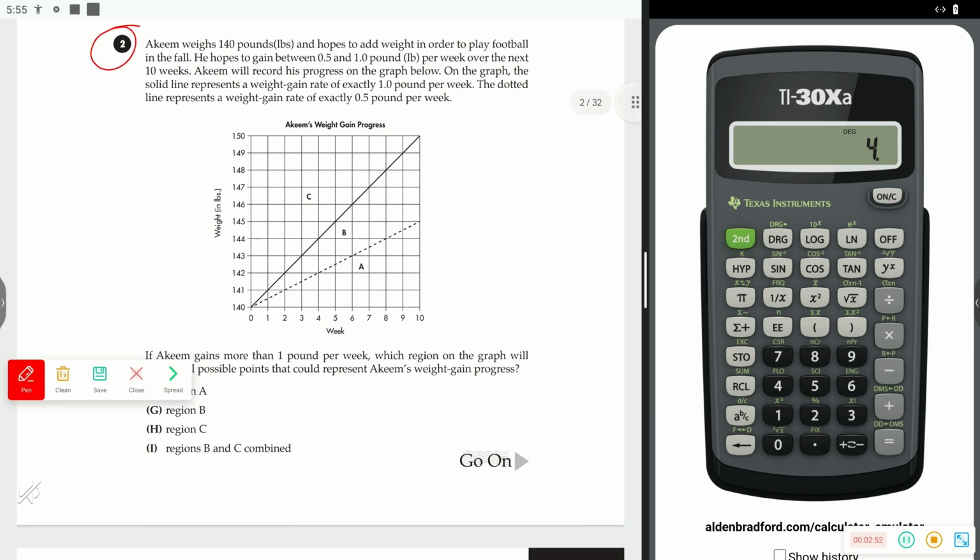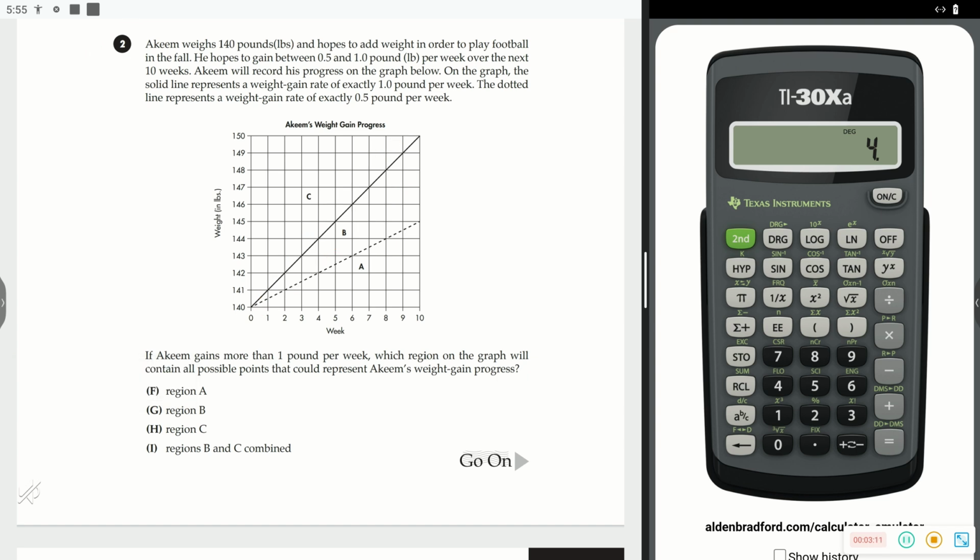For number 2, it says Akeem weighs 140 pounds and hopes to add weight in order to play football in the fall. He hopes to gain between 0.5 and 1 pound per week over the next 10 weeks. Akeem will record his process on the graph below. On the graph, the solid line represents the weight gained of exactly 1 pound per week. That's this line right here.